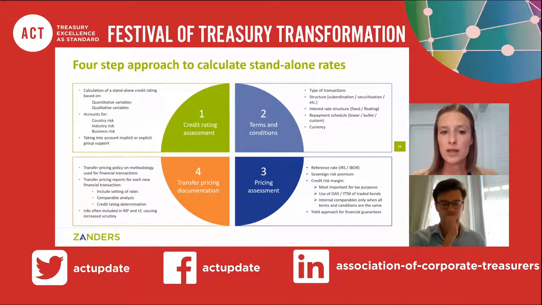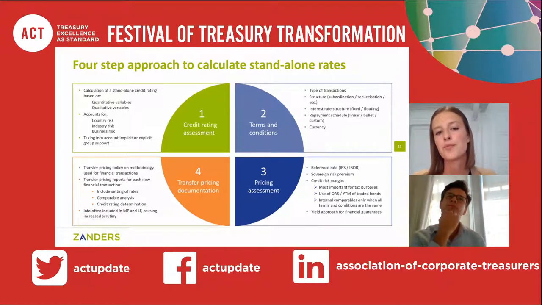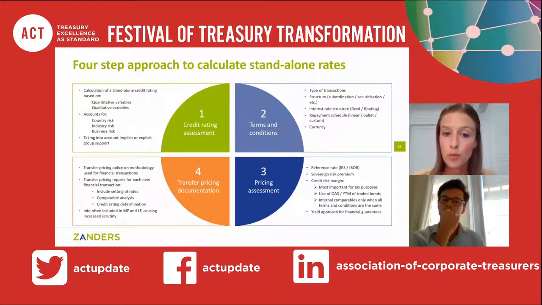So once those two elements are fully determined, you're able to go into your pricing assessment. And this, of course, is built up out of different components, and we'll also go into more detail of that later. But I think for tax purposes, the most important component is, of course, that credit risk margin, because that's really unique to your entity and transaction.